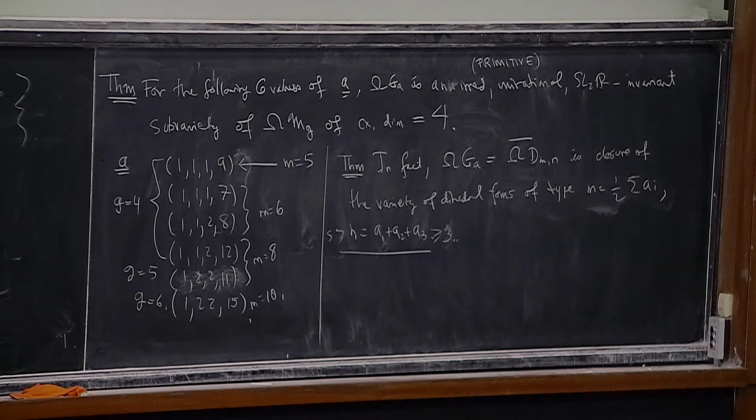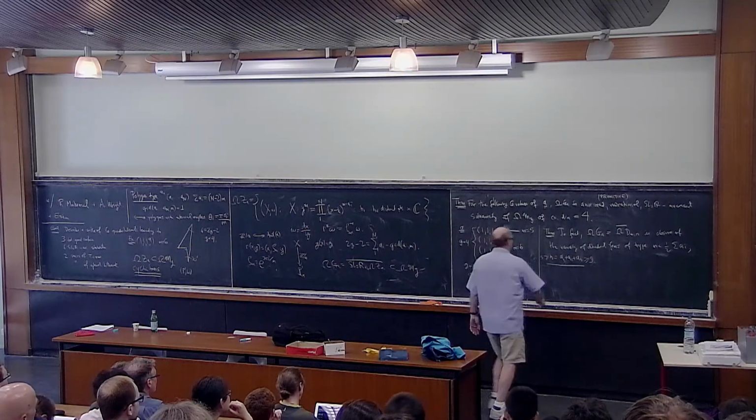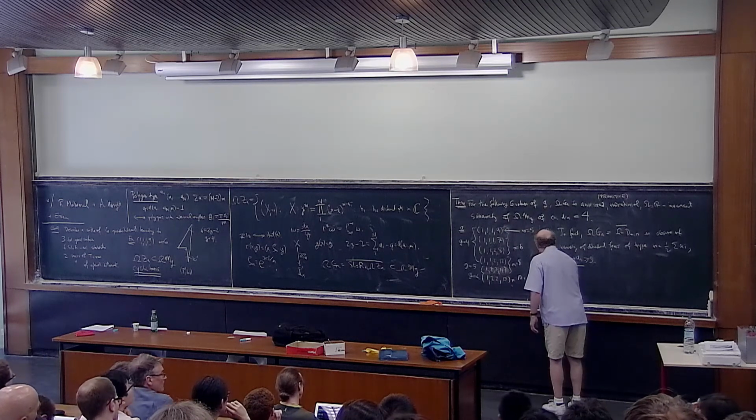Now, I don't even have time to define the space of dihedral forms, but I can give you the idea of how this all works in just a couple of pictures. So here's how it works. Let's suppose we start with a cyclic form.